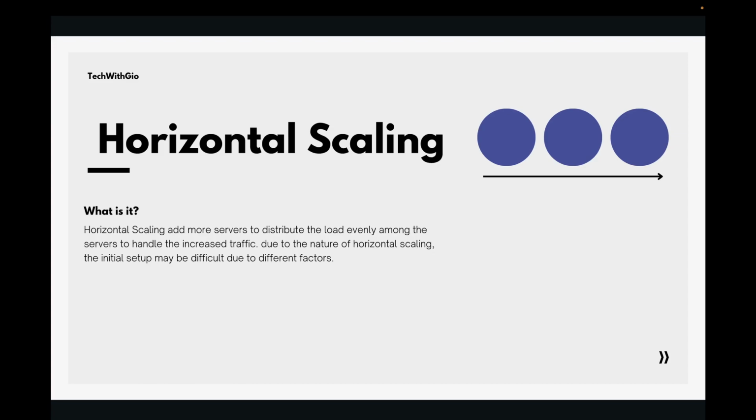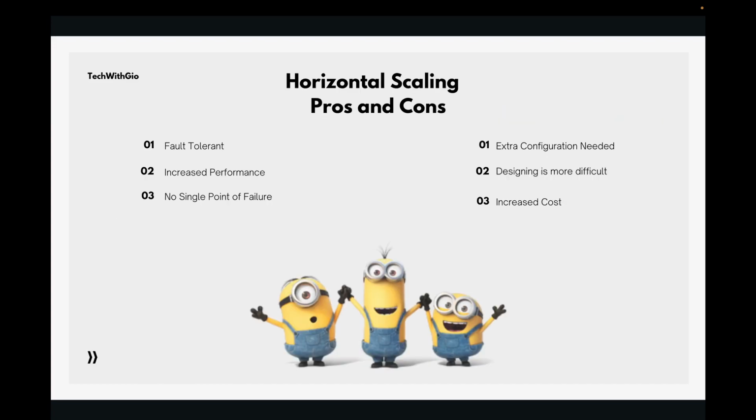Remember, with vertical scaling, we only have to deal with one licensing because there's only one server, but with multiple servers, you have to deal with different licensing agreements for each individual server. So what are the pros and cons of horizontal scaling?